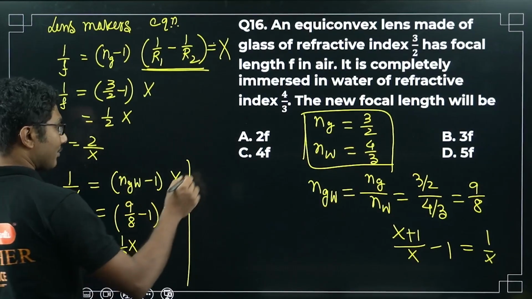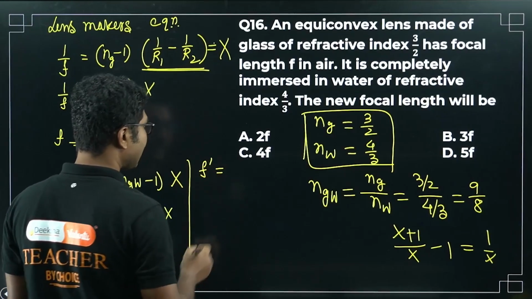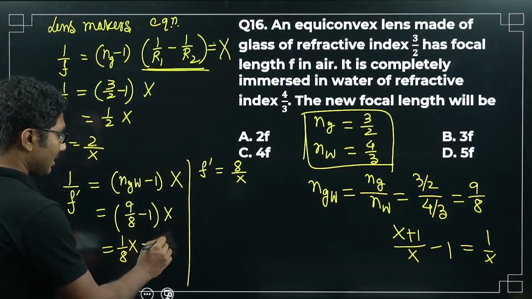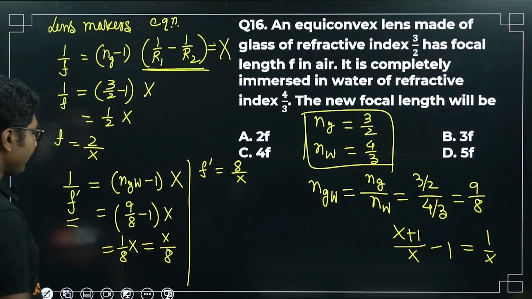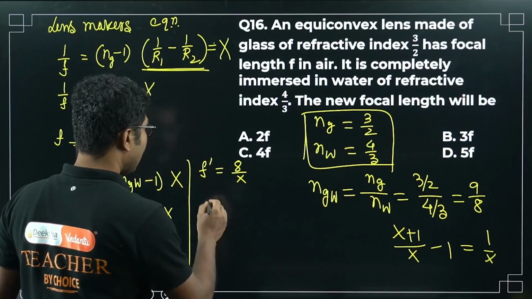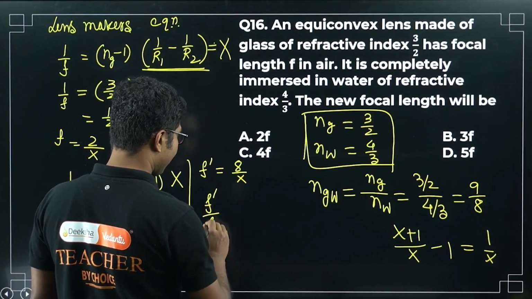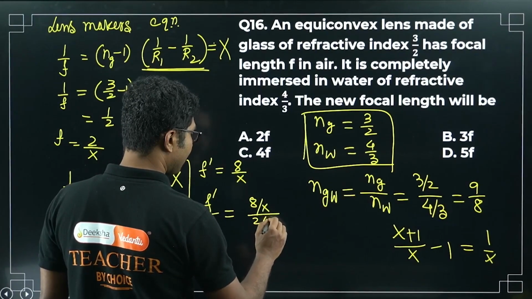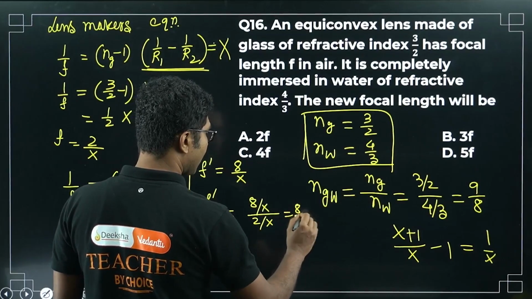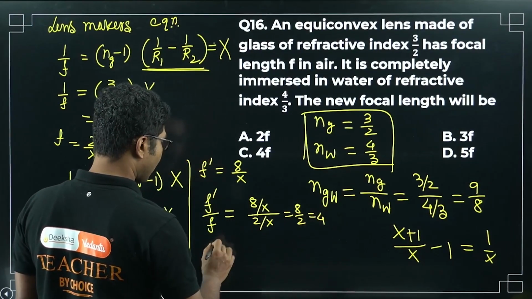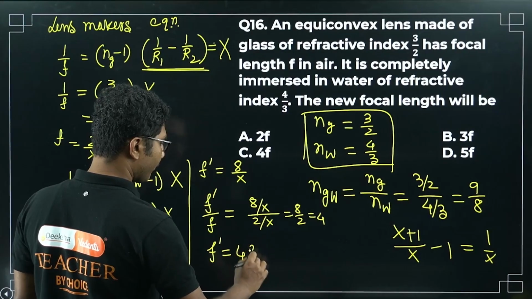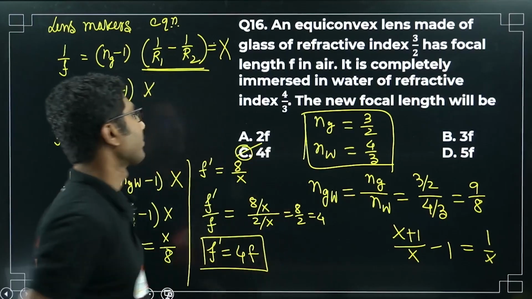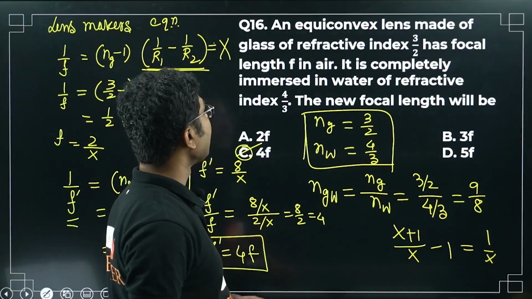So now we can calculate f dash. F dash is basically 8 by x. Right? So x by 8 was there, but that was 1 by f dash, so f dash will be 8 by x. Now we are trying to find f dash by f. That is 8 by x divided by 2 by x, or 8 by 2 equals 4, or f dash equals 4f. So the correct answer is option C. Clear? Question number 17.